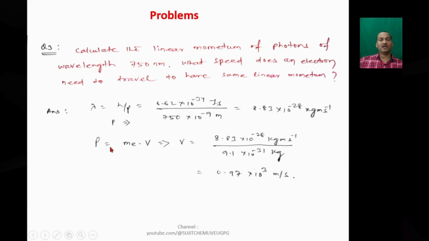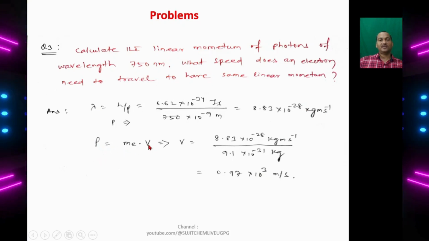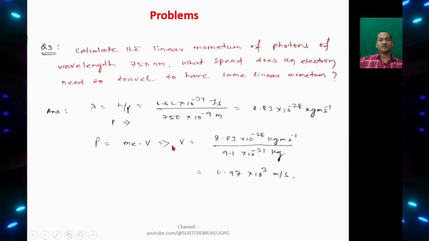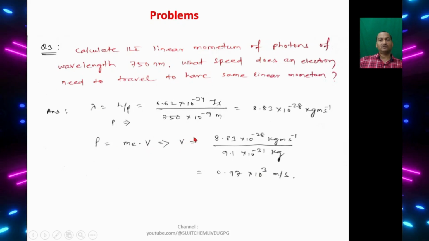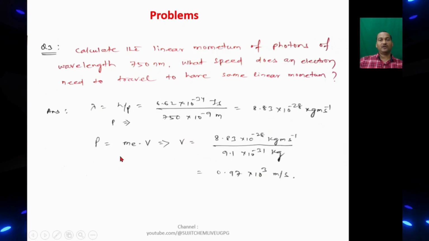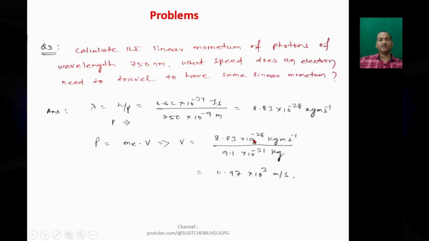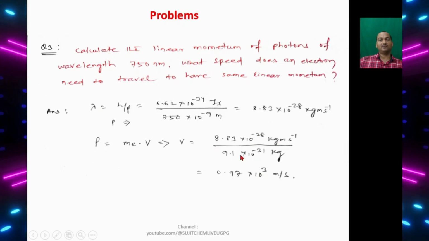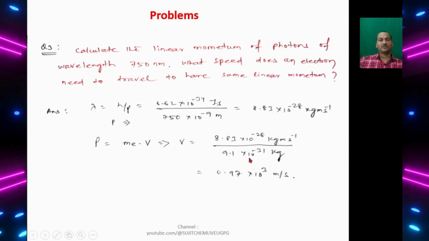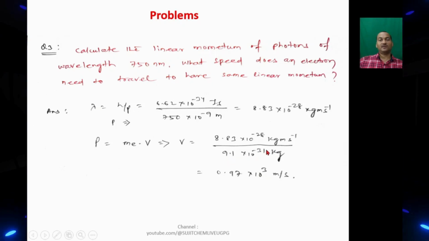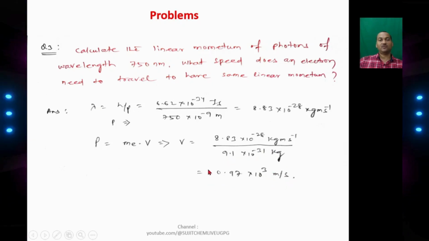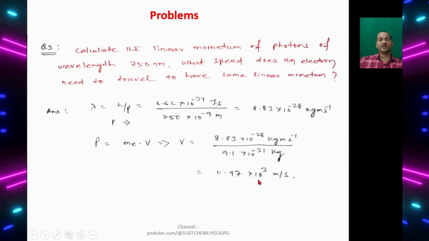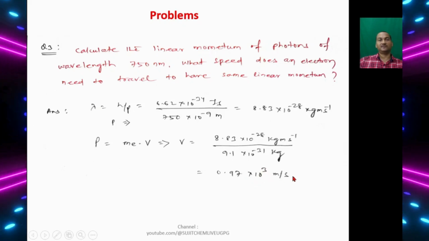And we know p equal to m into v, mass into velocity. So v will be equal to p upon m. So this is the value of p, 8.83 into 10 to the minus 28 kg meter per second divided by mass of electron, 9.1 into 10 to the minus 31 kg. So the answer is found to be 0.97 into 10 to the power 3 meter per second.